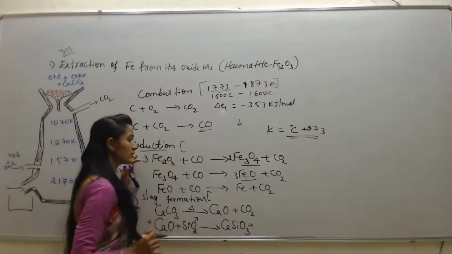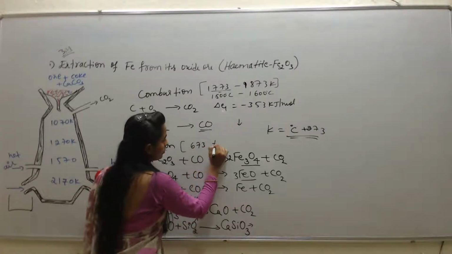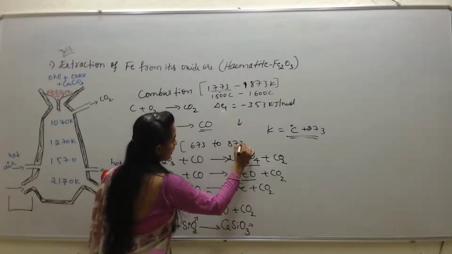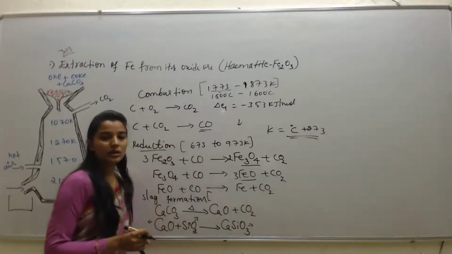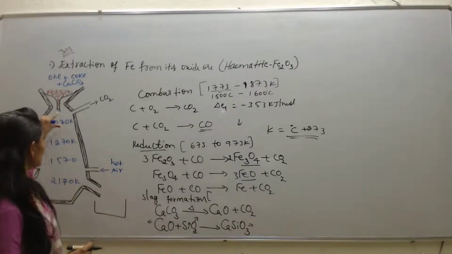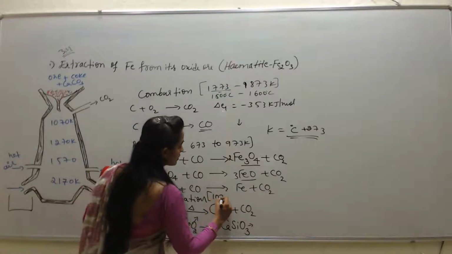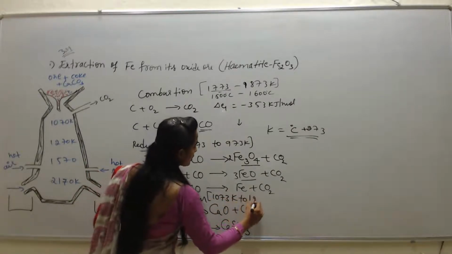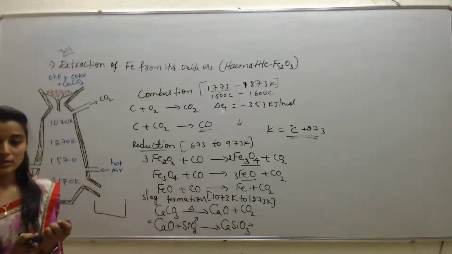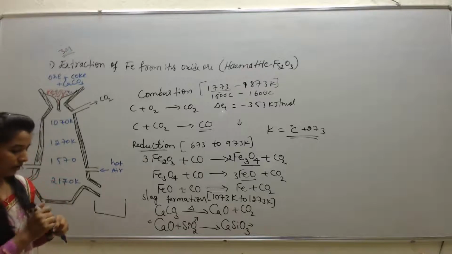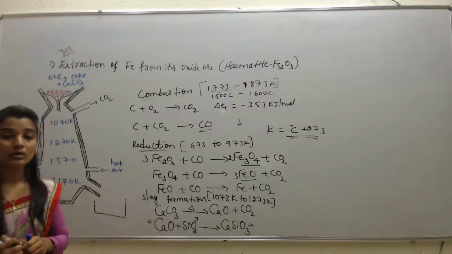Next, this reduction zone takes place from 673 Kelvin to, sorry, 973 Kelvin. That means 400 to 700 degrees Celsius temperature in this zone. Okay. Next, slag formation takes place at 1073 Kelvin to 1273 Kelvin. So see, these are the different zones in the extraction of iron from its oxide, that is hematite ore.